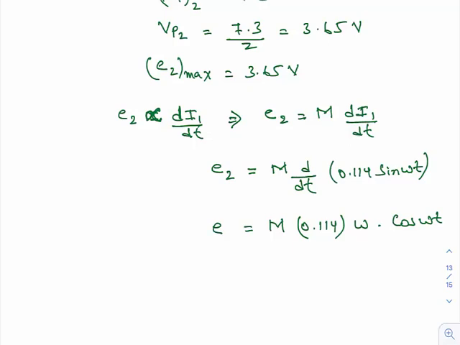So if we look at the equation of E2, this is also sinusoidal because a cos term is coming in it. Okay, so whatever is before this cos is the peak value. So E2, if I write as E2m sin omega t or cos omega t, the peak value is this one.